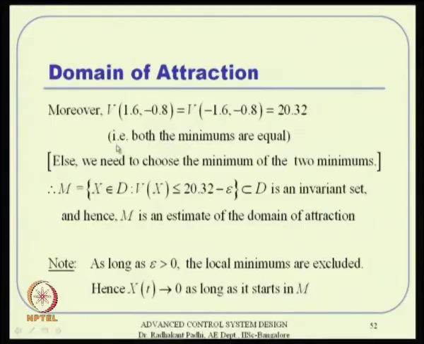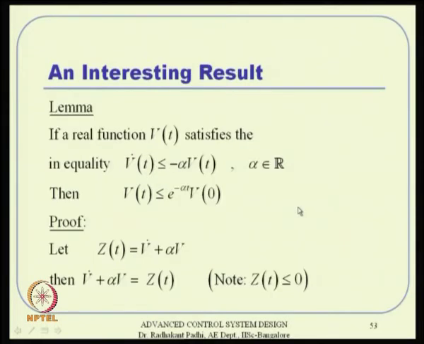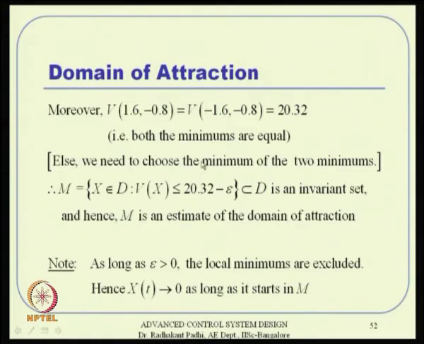So, in other words, if I define a set M, a subset of D, for which V of x happens to be just a little bit less than this value, minus epsilon, where epsilon is a small positive quantity, then it turns out that local minimum points are excluded from this set. Once that is excluded, x of t has no other go but to go to 0 actually. So, if I define a set properly like that, then that is an estimate of my domain of attraction really. I mean, that is all about these conservative results and things like that actually.